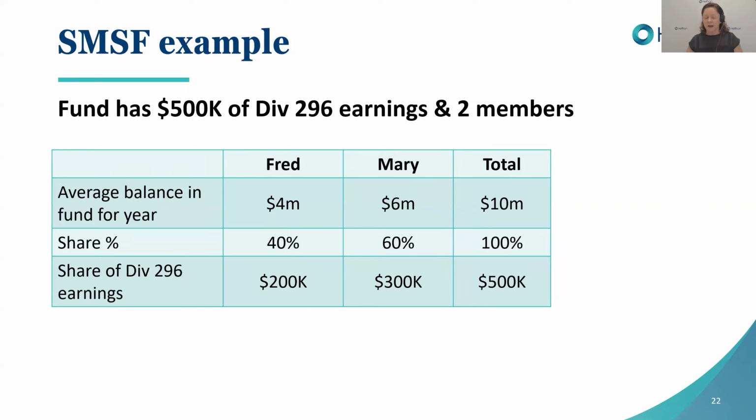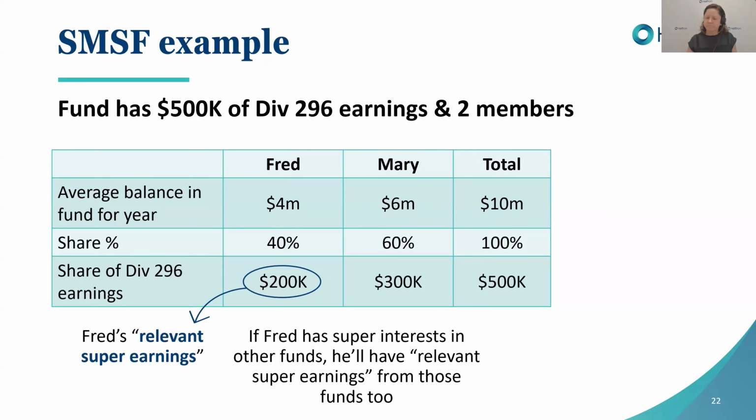So from a proportioning and attribution basis, 40% of the earnings belongs to Fred, and 60% of the earnings belong to Mary. And let's say our DIV 296 earnings for the fund is $500,000. So we give 40% of that to Fred, 60% to Mary. So Fred's share of the fund's DIV 296 earnings is $200,000. So that's his relevant superannuation earnings from the self-managed superannuation fund.